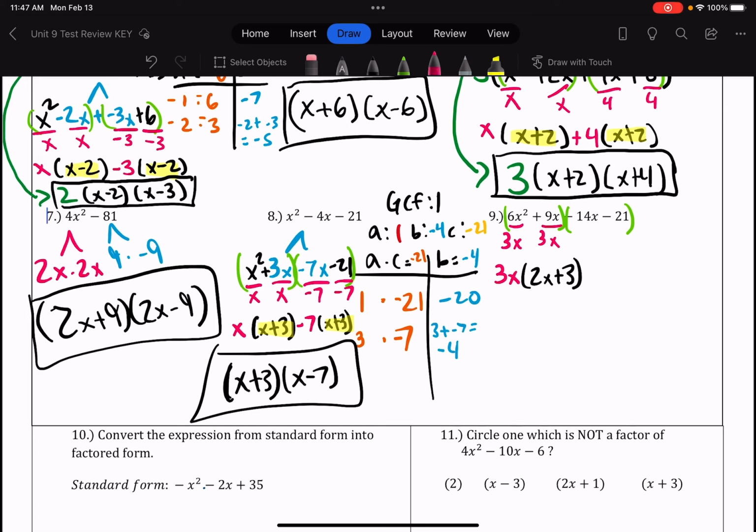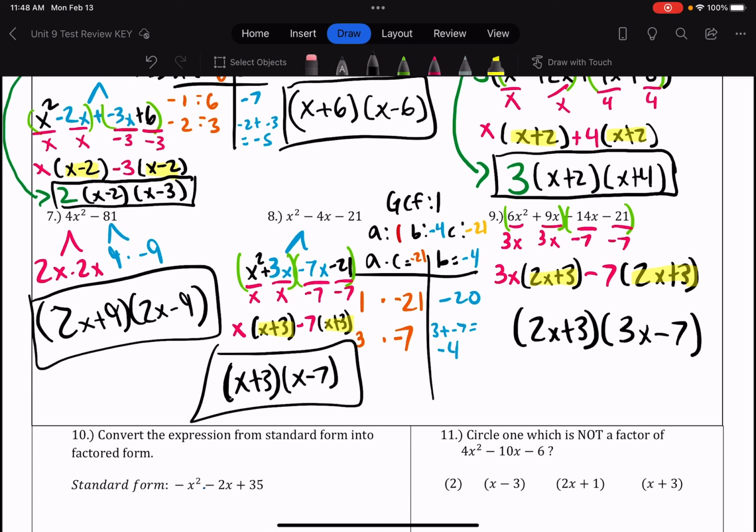Then I've got negative 14x minus 21. While 14 isn't a factor of 21, 7 is a factor of both of these, and they're both negative, so let's go ahead and factor out a negative 7 from both terms. That also leaves me with 2x plus 3. So those are the same thing. And my factored version is 2x plus 3 multiplied by 3x minus 7.